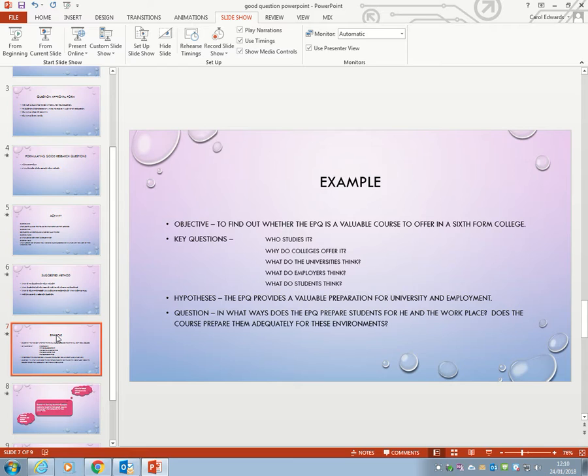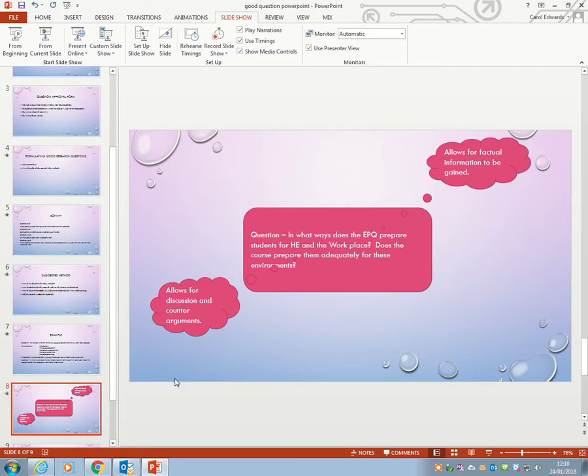So by identifying my objective, looking at the key questions to discover my objective, I can then come up with a question. And if we have a look at my question, we can see there are two elements to it. There is the element that allows for factual information to be found, the why, so in what ways does EPQ prepare? And then the second part allows for discussion, the adequacy. So I can provide argument and counter argument. So this is what you need to be thinking about when you are preparing your question.